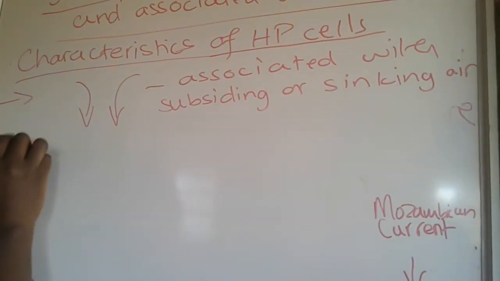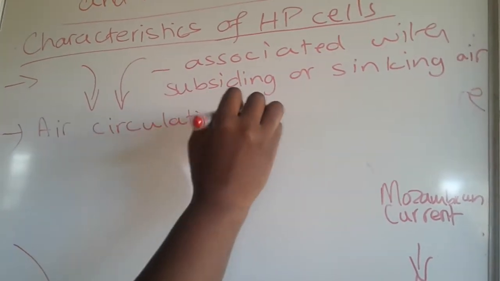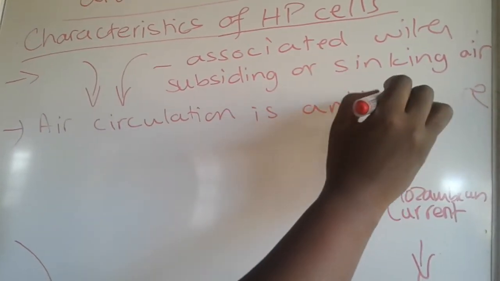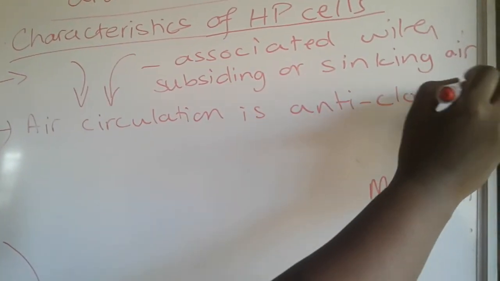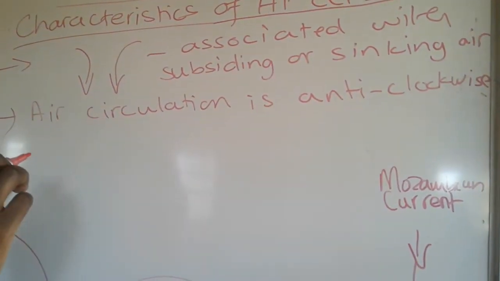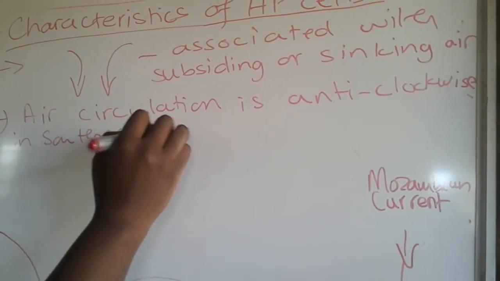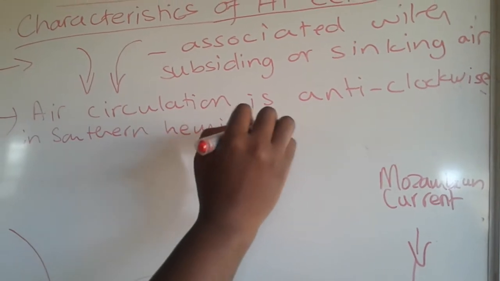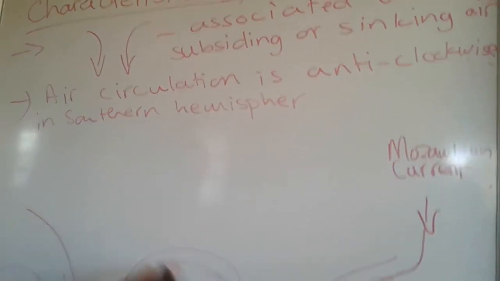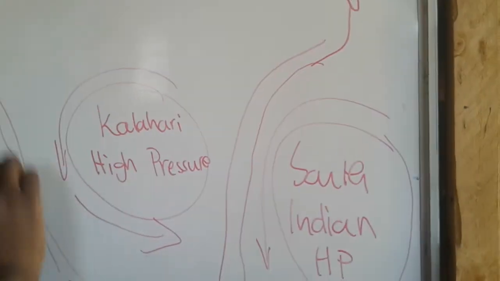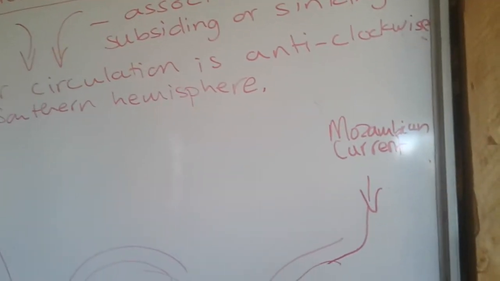So air circulation is anti-clockwise in the southern hemisphere. That is why we are calling them the subtropical anticyclones. And that's why I drew the diagram which shows anti-clockwise circulation of air there in the southern hemisphere.